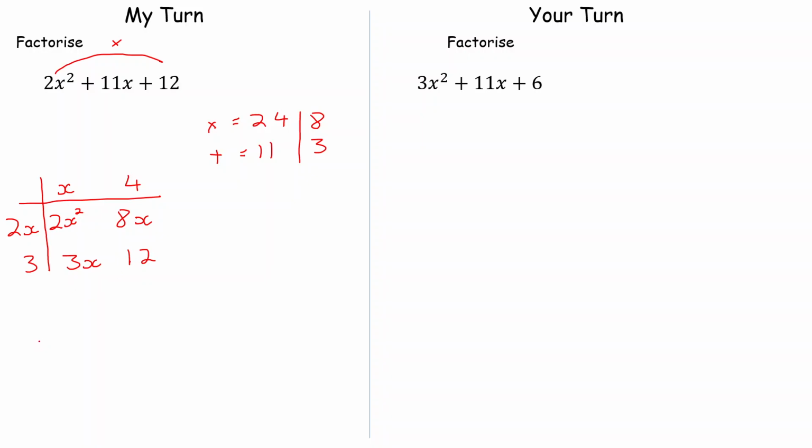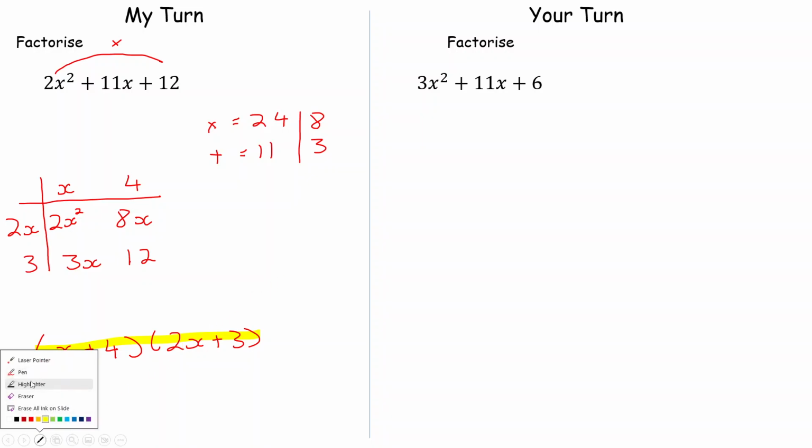And then from here, your brackets are going to be the top part, which is x plus 4, because it's positive 4. And then you've got your 2x and your 3, so it's going to be 2x plus 3. And that is your answer for this one. Okay, there we go. Perfect. Again, the 8x and the 3x can go the other way around. You'll just factorize it in a slightly different way, but you'll get to the same answer. Okay. Now, the one on the right, you can give that one a go, and I will go through this one now. But the same process again.